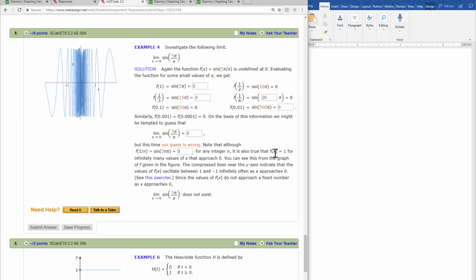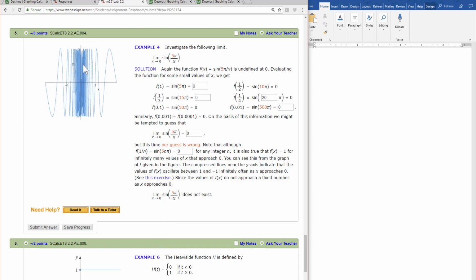It's also true that f of x is equal to 1 for a bunch of values, just by looking at the graph up here. Looking at that graph, it hits 1 a whole bunch of times as you get closer and closer to 0. So the compressed lines near the y-axis indicate that the value of f of x oscillates between 0 and 1 infinitely as x approaches 0. Since the values of f of x do not approach a fixed number as x approaches 0, this limit must not exist.